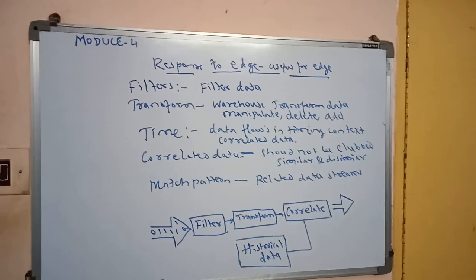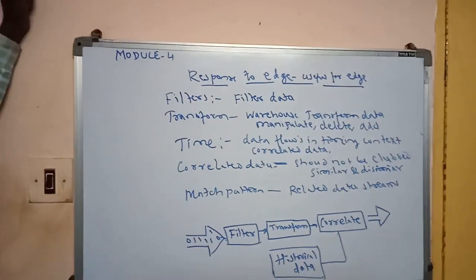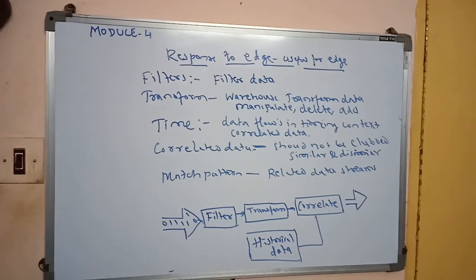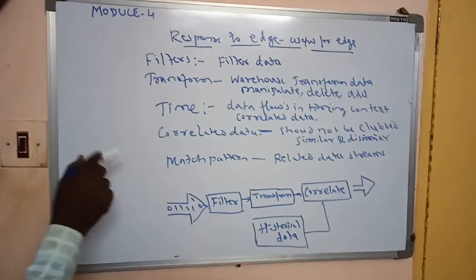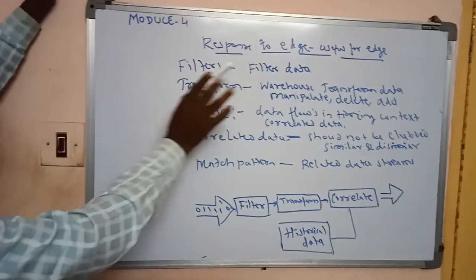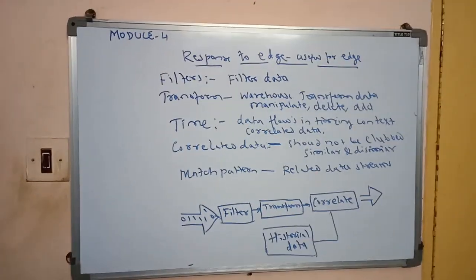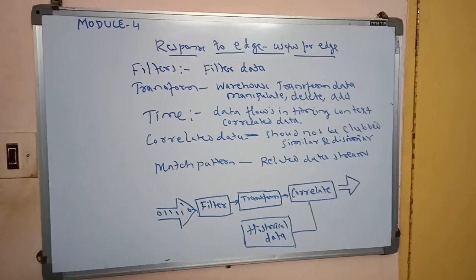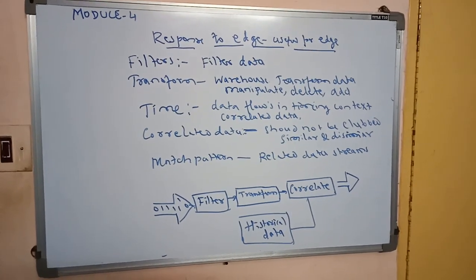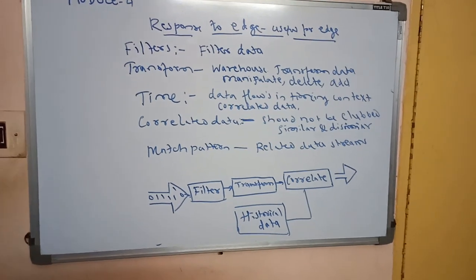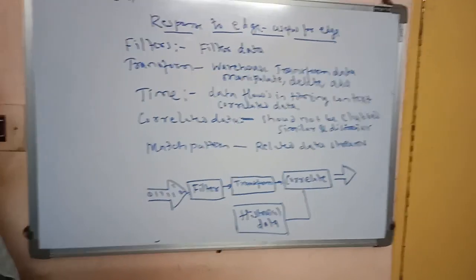Another important topic is edge level data processing. What are the requirements for this type of edge level data processing? One of the important parameters is filters. Filter means, you are already familiar, filter the data, filter the unwanted data. Suppose an image is not necessary, you have to filter it. You can collect only the images, audio information and video information that are needed.